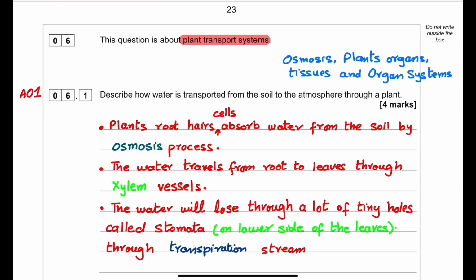The model answer is: the plant's root hair cells absorb water from the soil by the process of osmosis. The water travels from the root to the leaves through the xylem vessels or tissues. The water is lost through a lot of tiny holes, which are called stomata, on the lower side of the leaf, through the transpiration stream.